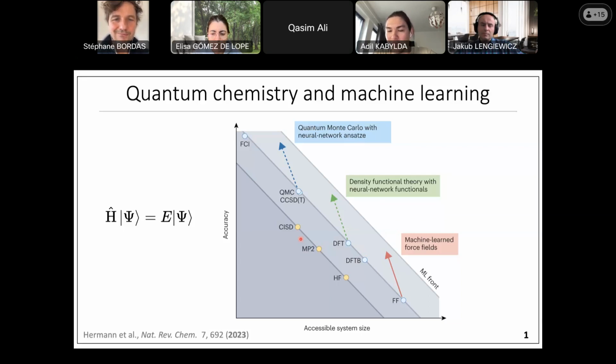Yeah, before machine learning, people just did quantum chemistry, and people still do and will do quantum chemistry because we need those methods anyway.